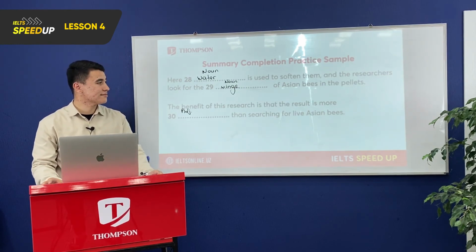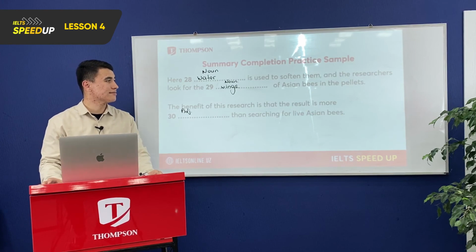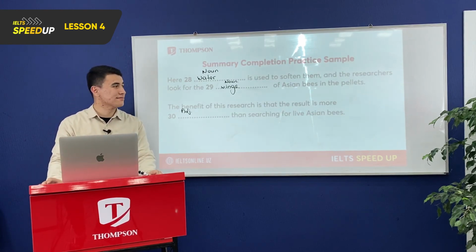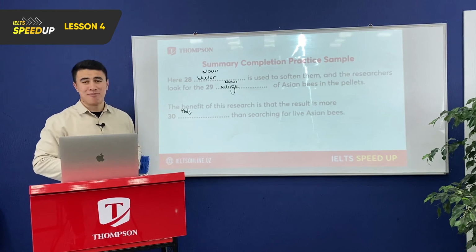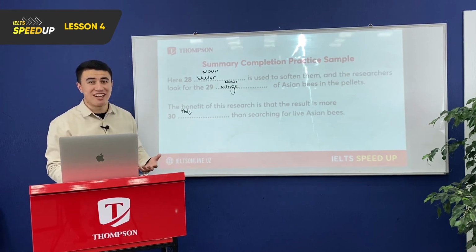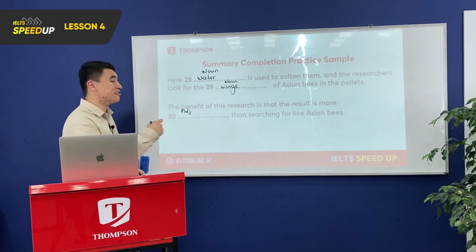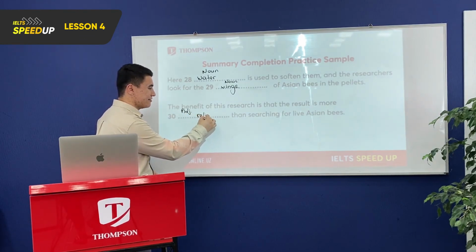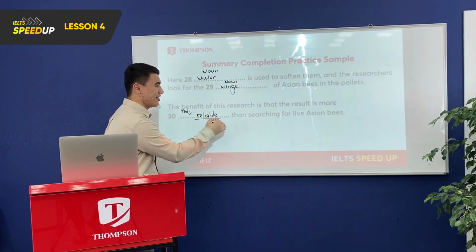And how many have you found? So far, our research shows that Asian bees have not entered Australia in any number. It's a good result and much more reliable than trying to find live ones. So, speaker mentions that this is good result and much more reliable. Okay?